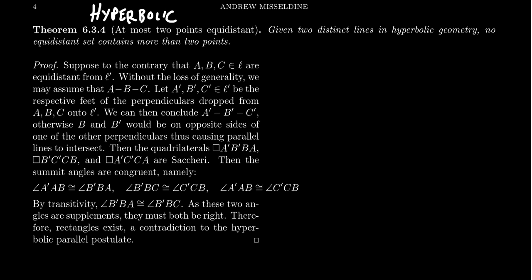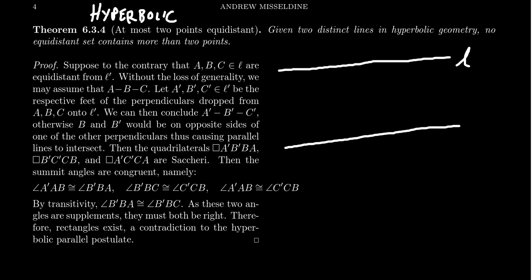The proof is actually pretty simple, given what we've already talked about. Take two lines, and again, these lines do not have to be parallel. For any pair of lines, equidistance maximizes at two points. So let's take our line L and our line L prime, and let's prove this by contradiction. Assume we have at least three equidistant points. Let's take the points A, B, and C, and let's construct the perpendiculars.